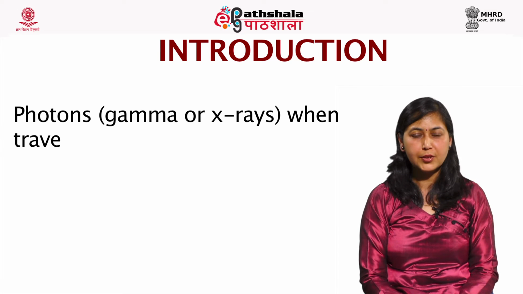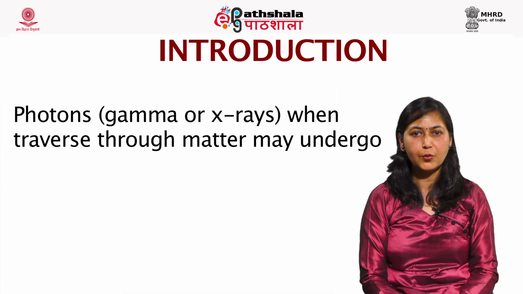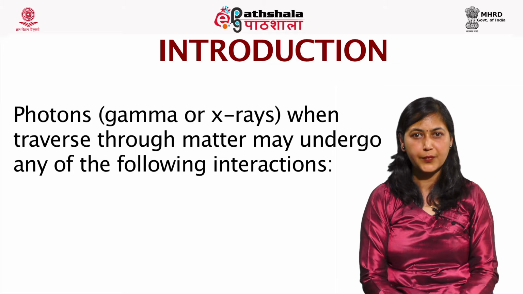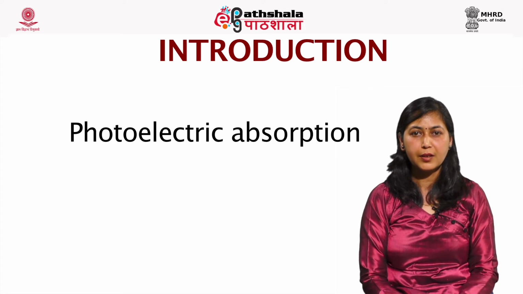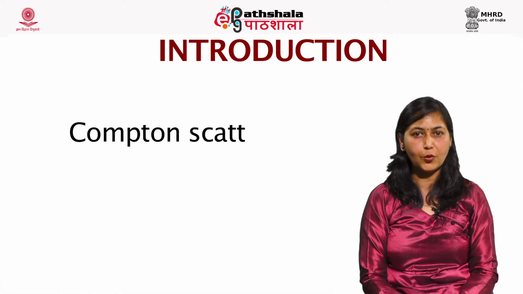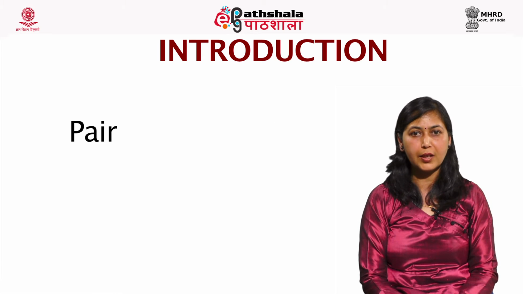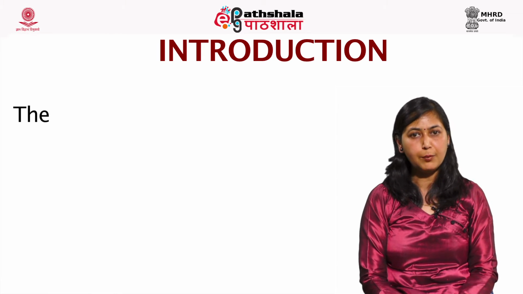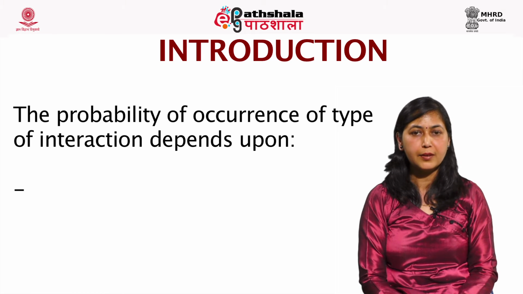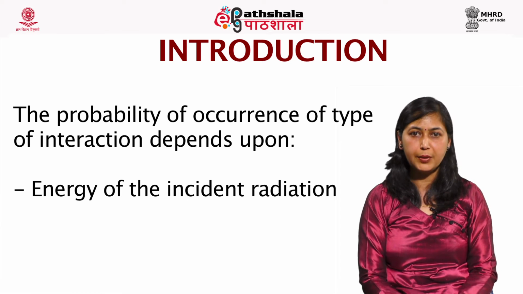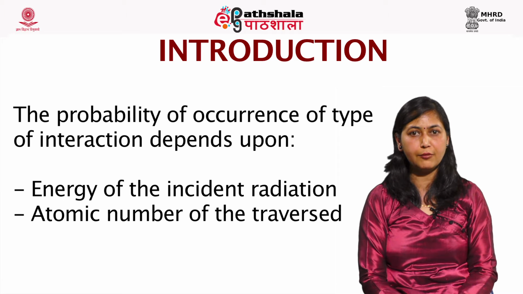Photons, when they traverse through matter, may undergo different types of interaction. The interaction may be coherent scattering, photoelectric absorption, incoherent scattering, also called Compton scattering, or pair production. The type of interaction that the photon will undergo depends on the energy of the incident beam and also on the effective atomic number of the traversed matter.